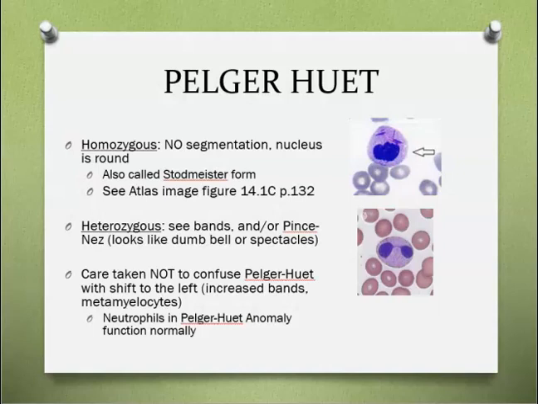On the next slide, if you have a Pelger-Hewitt cell that has no segmentation, it's known to be homozygous, meaning the nucleus is round, and you can see that here in the image on the right hand side. This type of cell is also known as a Stadmeiser form of the Pelger-Hewitt anomaly, and you can see more images of this in your atlas on page 132 in figure 14.1c. If your Pelger-Hewitt anomaly cell has 2 segments, it's known as heterozygous.